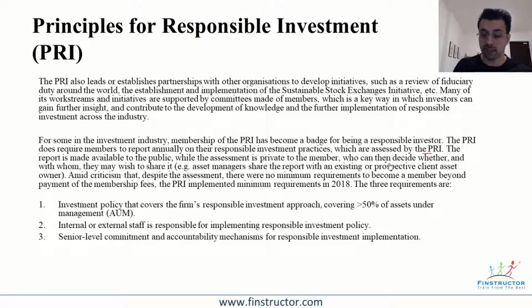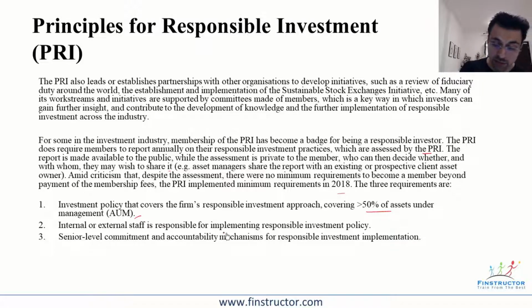So PRI will also give an assessment on how good their reporting or their incorporation of ESG issues is in their own investment practice. So again, there were no minimum requirements to become a member beyond the payment of the membership fees. So there was this criticism in the past. So PRI implemented minimum requirements. So now, if you're a member of the PRI, that is, you're claiming to be a responsible investor, then the policy that covers the firm's responsible investment should be greater than 50% of the assets under management. So more than 50% of your AUM should be managed in a responsible way or according to the PRI guidelines.